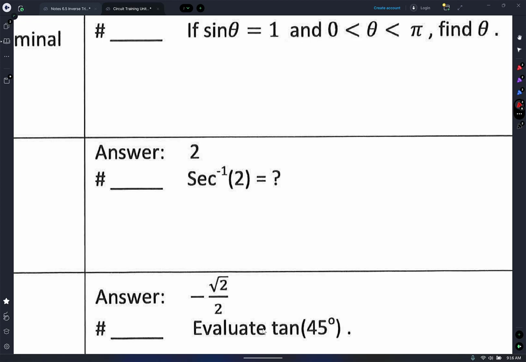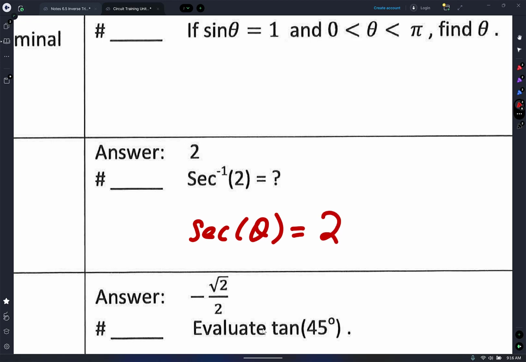We just learned about this little negative 1. Remember what it's called? Arc or inverse? So you can say arc secant or inverse secant. Remember what this means. This means secant of what angle is a 2.